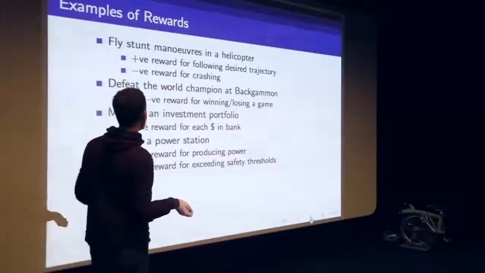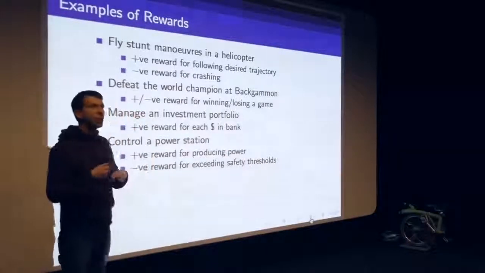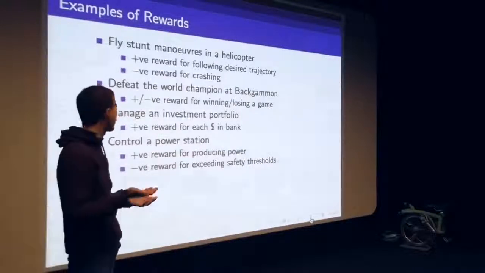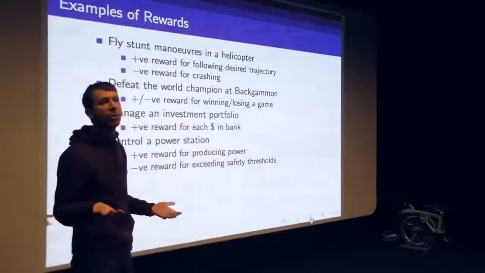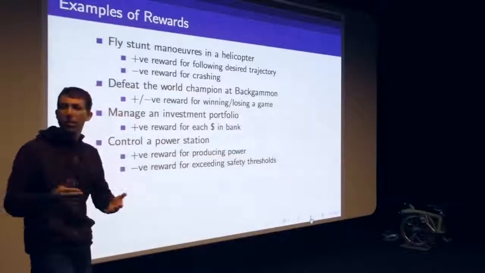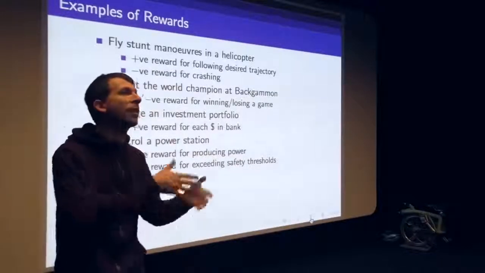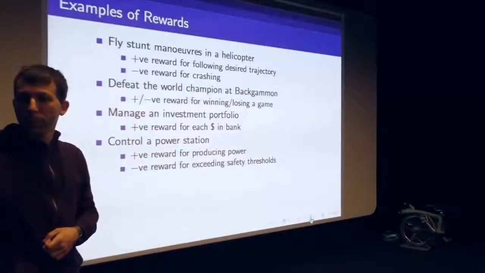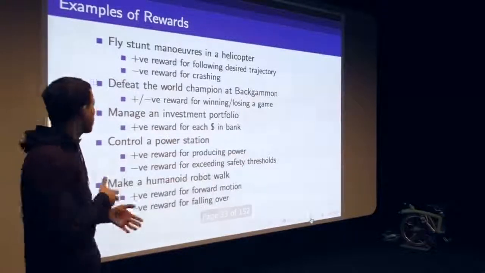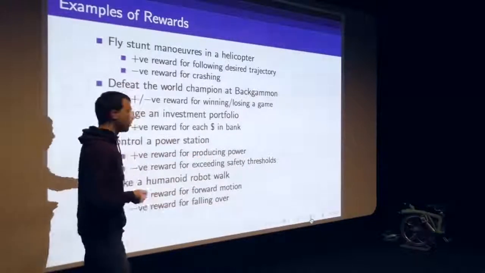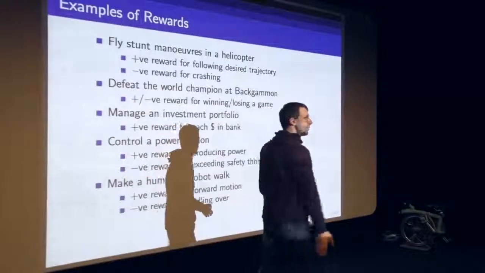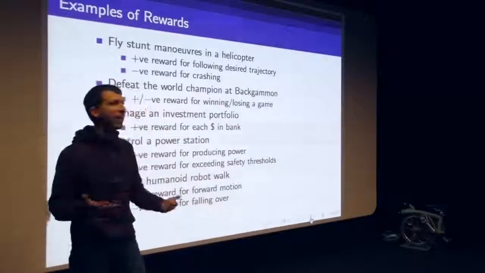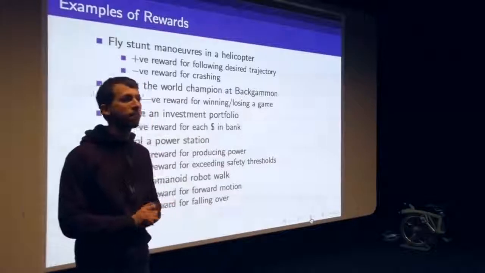Controlling a power station, there would typically be some positive reward for each unit of power that's produced by this power station, but there might also be negative rewards for exceeding safety thresholds or doing something which is not, maybe there are regulations by the regulator which have to be respected. And if you want to make a robot walk, you might have a positive reward for forward motion. Each unit of distance that you travel might give a unit of reward, and there might, again, be a large negative reward for falling over.